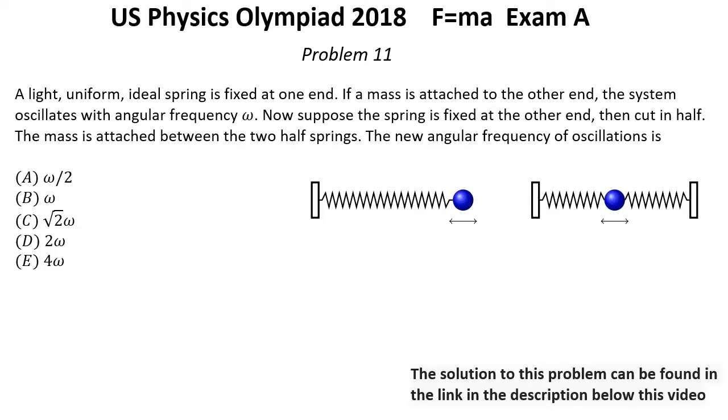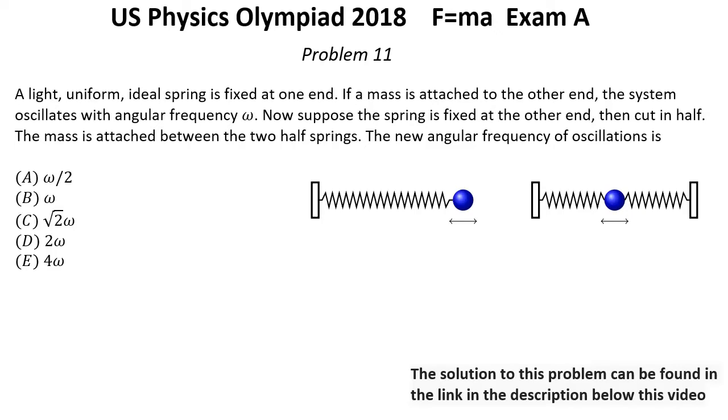Problem number 11. A light, uniform ideal spring is fixed at one end. If a mass is attached to the other end, the system oscillates with the angular frequency omega. Now suppose the spring is fixed at the other end, then cut in half. The mass is attached between the two half springs. The new angular frequency of oscillations is what?